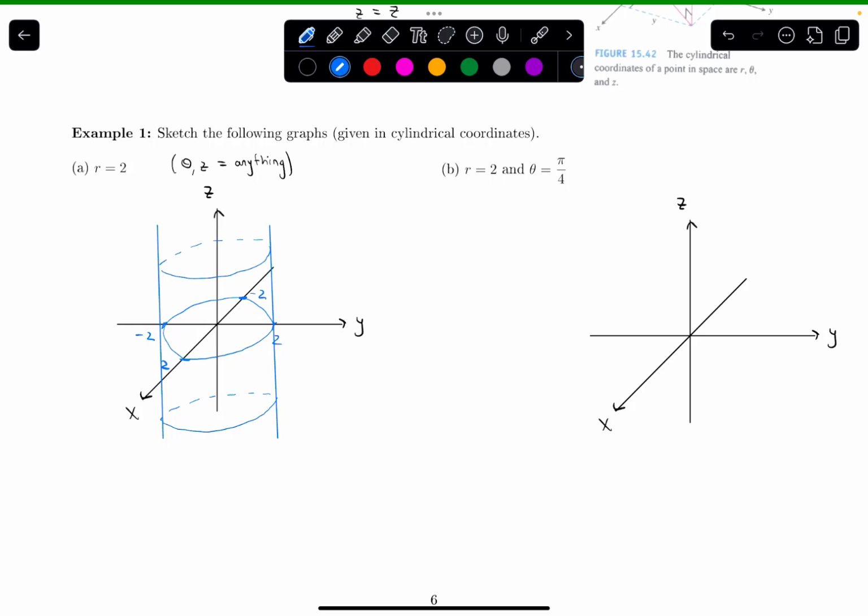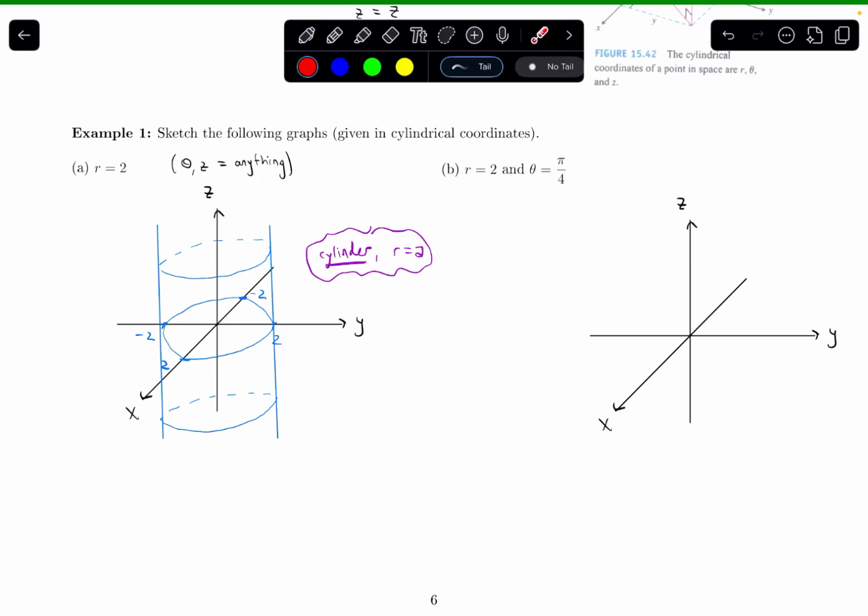So we get this cylinder, where the radius is 2. Cylinders have really simple equations in cylindrical coordinates, which I think is kind of what I'd expect. All right, part B. What if r equals 2 and theta equals pi over 4?